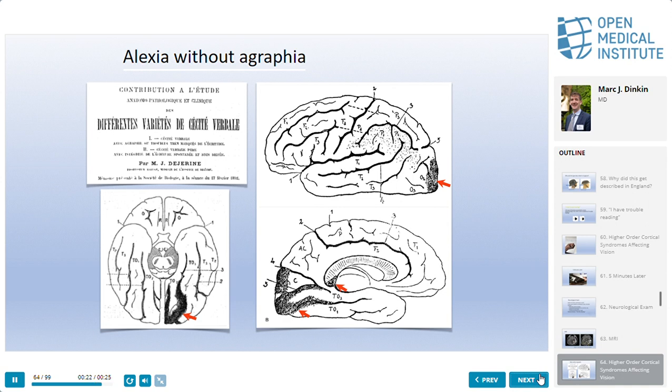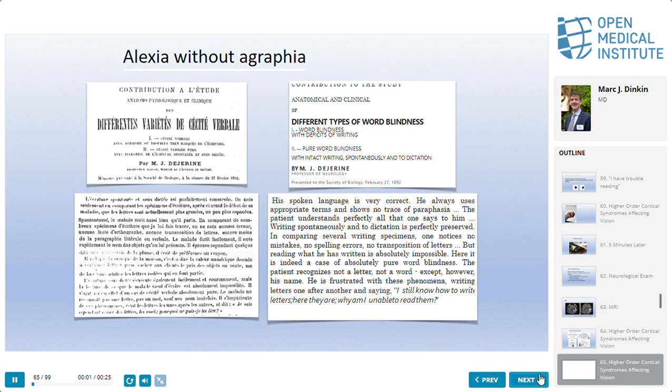And he says the spoken language is very correct. Appropriate terms, there's no paraphasias, no problems, but reading what he has written is absolutely impossible. And he calls it absolute word blindness. And the patient says to him, I still know how to write letters. Here they are. Why can't I read them? And then he goes on, and the patient writes this whole paragraph in French, but then he can't read it. It's actually a cool paragraph.